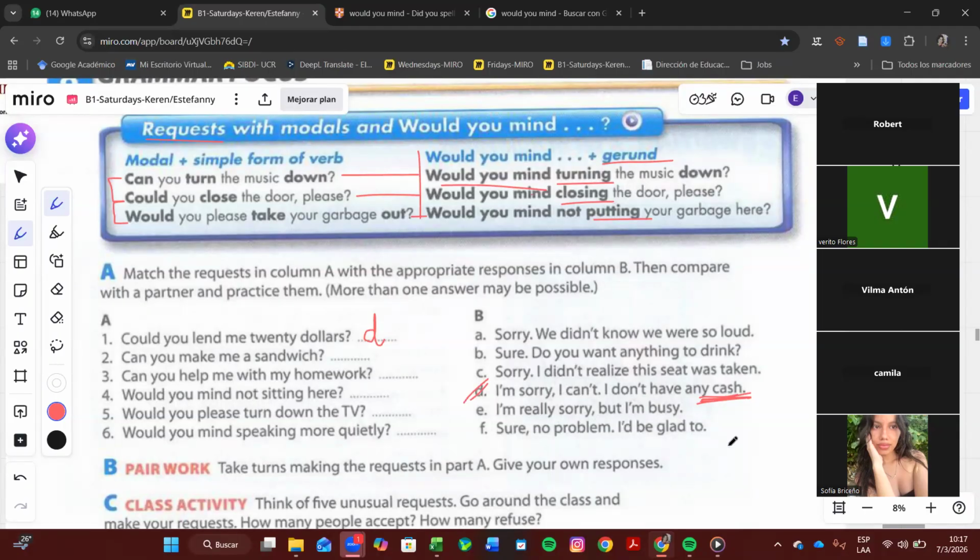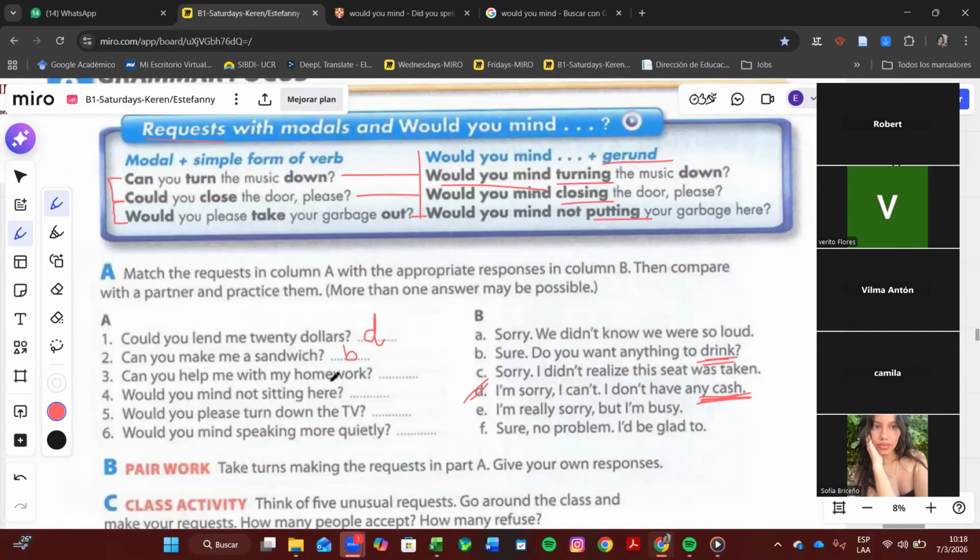What do you think? La número dos, profe. So is it which one? Can you say the letter? B, right? So can you make me a sandwich? Sure. Do you want anything to drink? Right? So we are in that context, right?